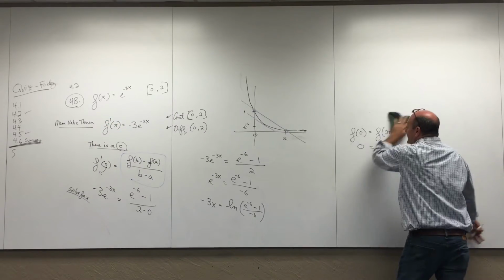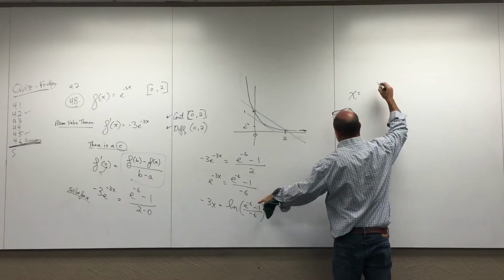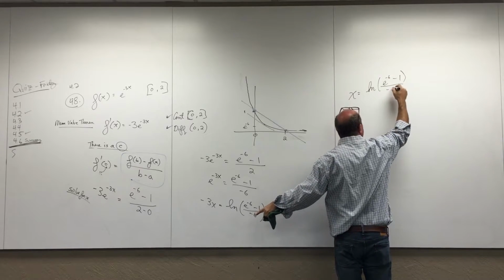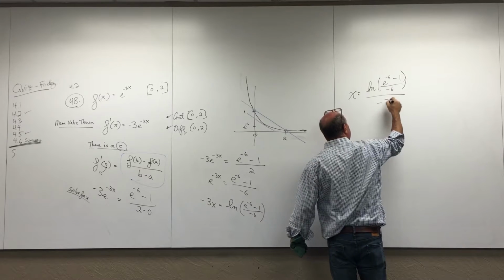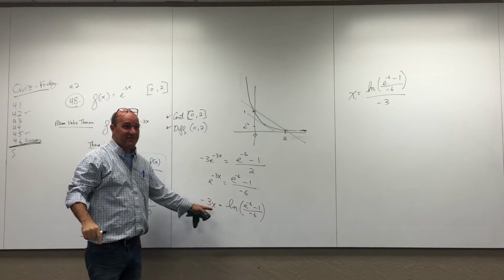It's probably the craziest answer you've ever seen. x is the natural log of e to the negative 6 minus 1 all over negative 6, that whole thing divided by negative 3. Is that what I'm saying? That's what I'm saying.